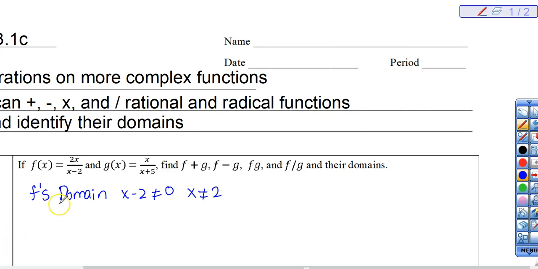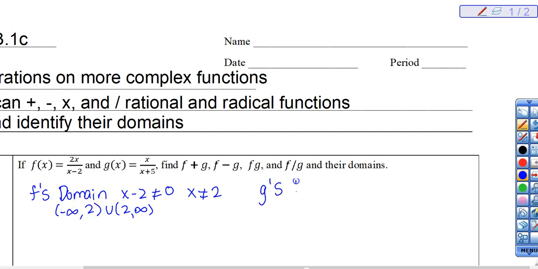So f's domain, so x can be anything else that I want, from -infinity to 2, but keep it open at 2, union 2 to infinity. So see, it's easier to find the domain by finding the restriction. Okay, so there's f's domain. So that means when I'm adding, subtracting, multiplying, or dividing something to 2x over x minus 2, I have to omit x equals 2. I can't use it. All right, let's find g's domain.